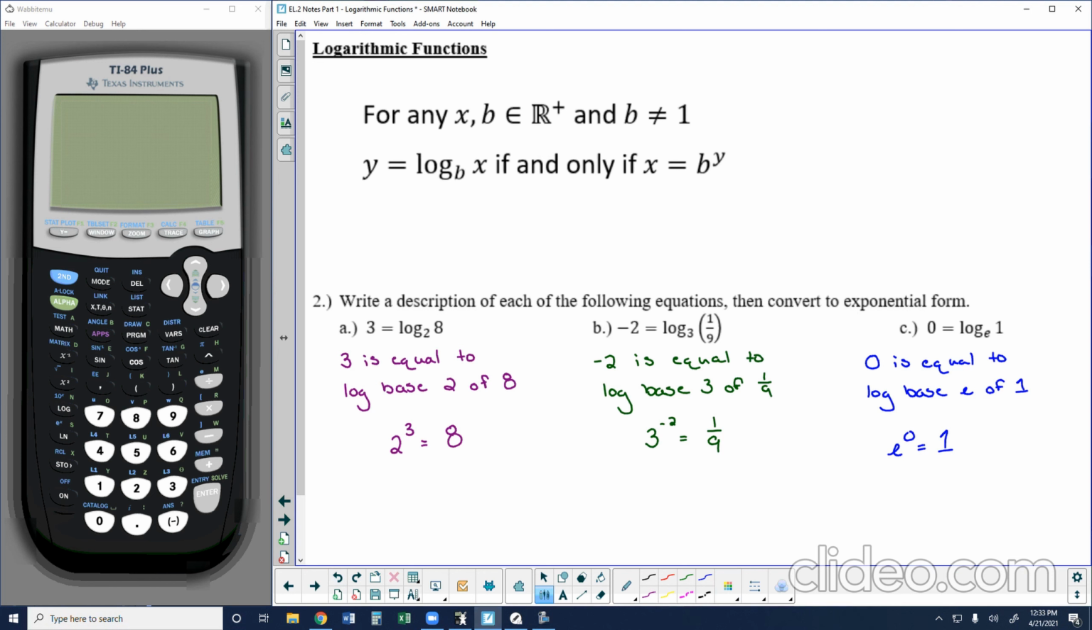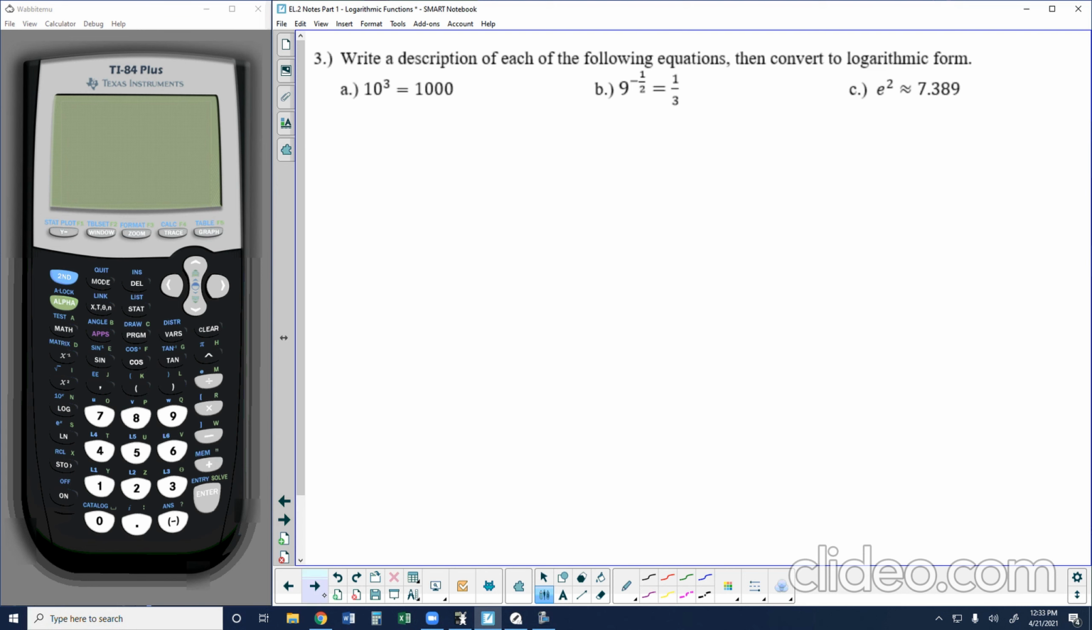So what we can do is switch between forms of a logarithmic function and an exponential function. Now let's take a look at a separate example where we're in exponential form. Same concept here, write a description. So we would say, in this case, for 3a, 10 to the third power is equal to 1,000. We know that this is true, 10 times 10 times 10.